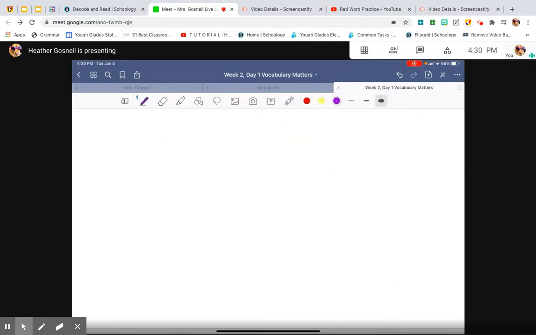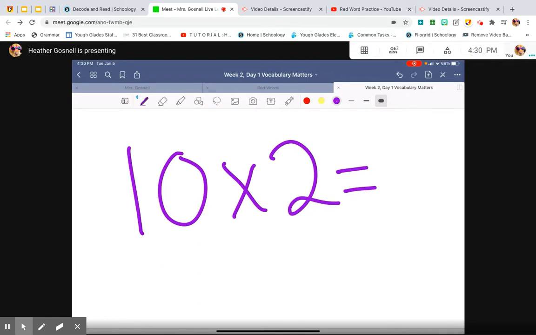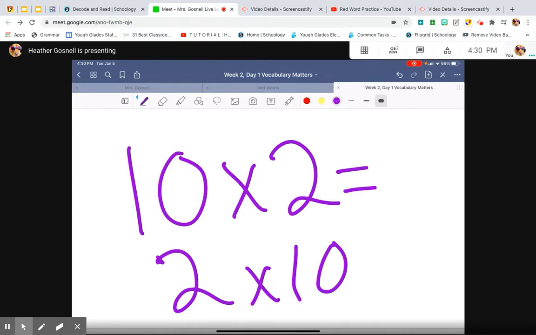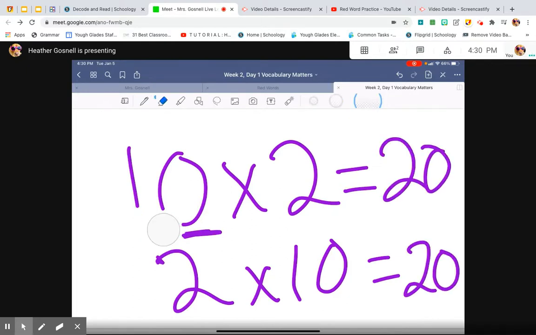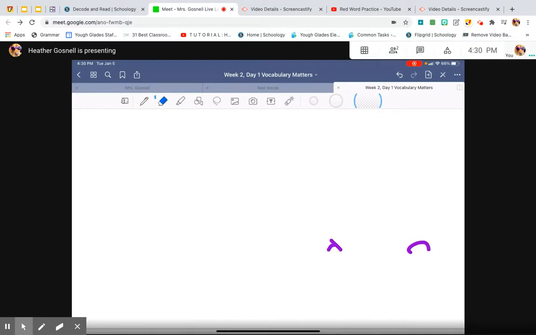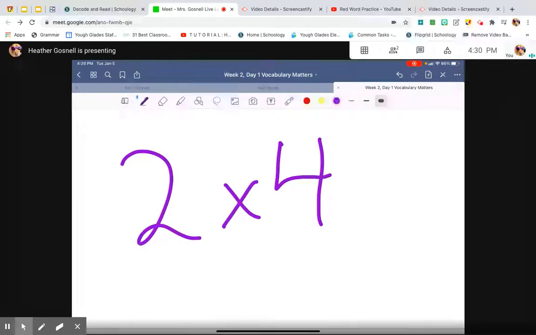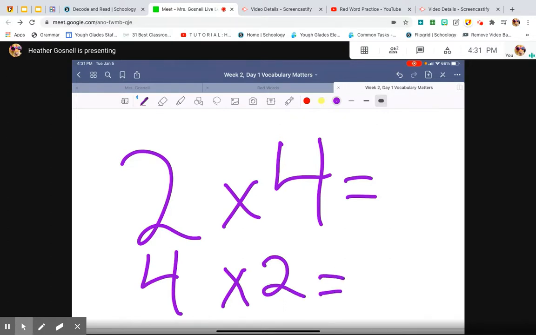That pattern continues. Let's do 10 times 2. We also know 2 times 10. What do we have to do? Double that 10. 20. 2 times 4. We know 2 times 4. We also know 4 times 2. You know one fact, you know the reverse. 2 times 4, double that 4. 8.